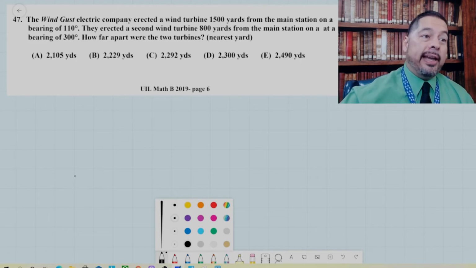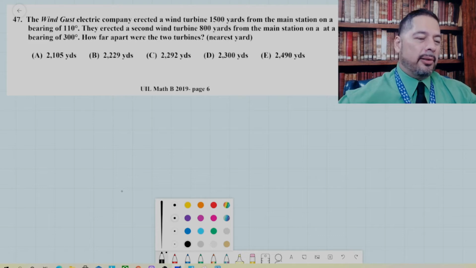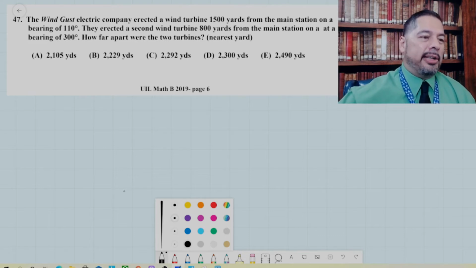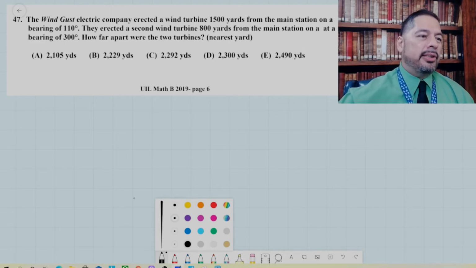They erected a second wind turbine 800 yards from the main station at a bearing of 300 degrees. How far apart were the two turbines? Now, for a bearing, I'm going to use counterclockwise on the positive x-axis just to stay consistent. It doesn't matter what orientation you use as long as you're staying consistent. So let's go ahead and draw a rough picture, and then we'll do the problem.